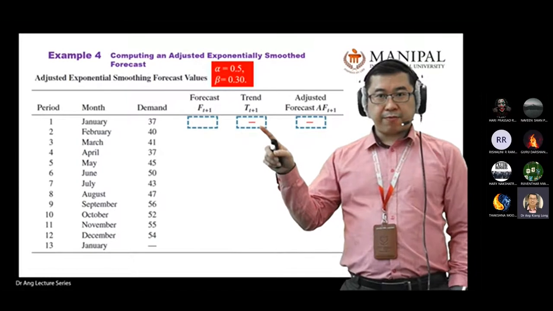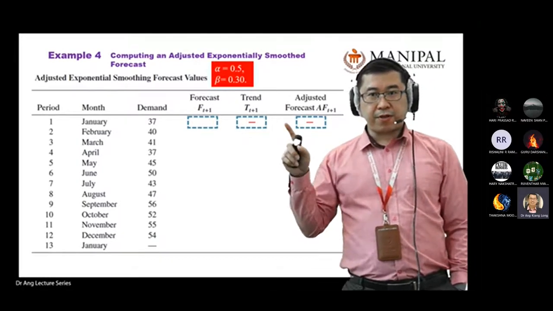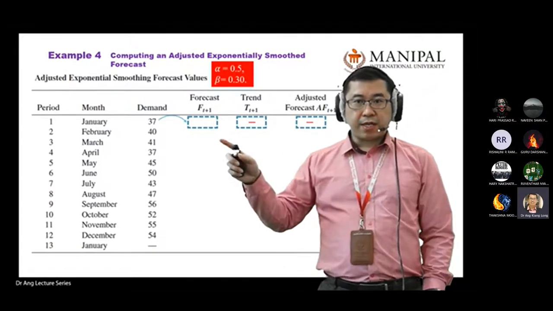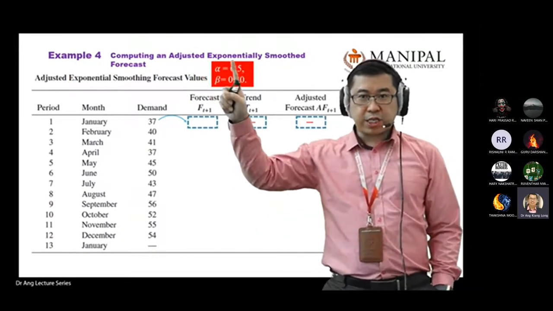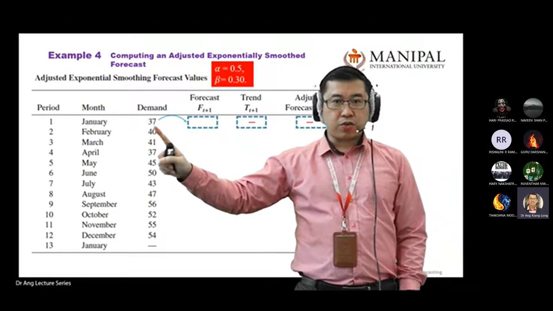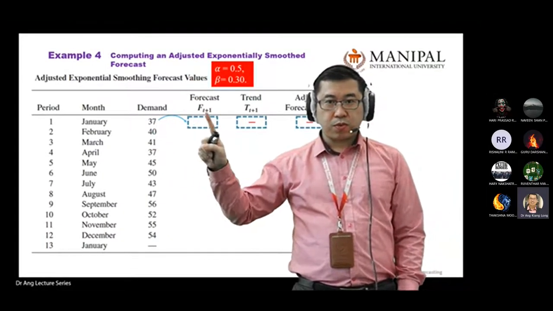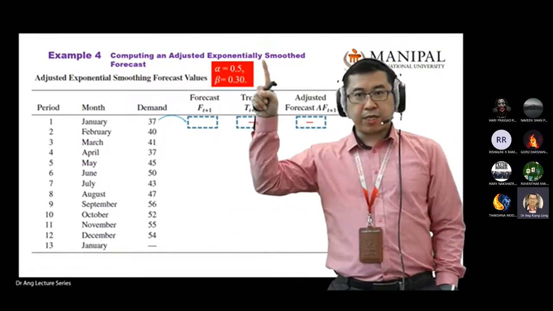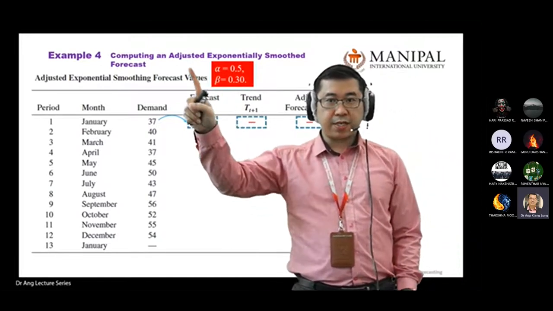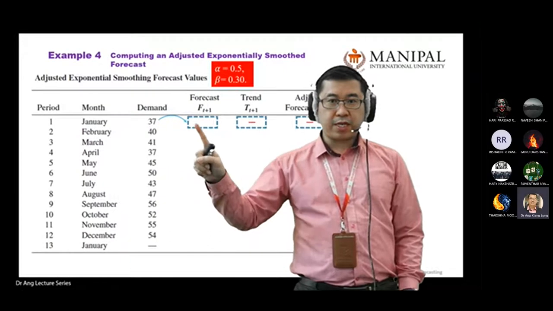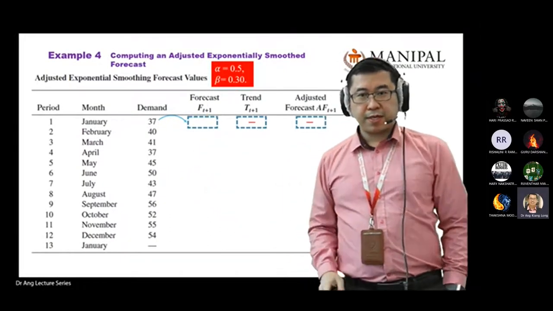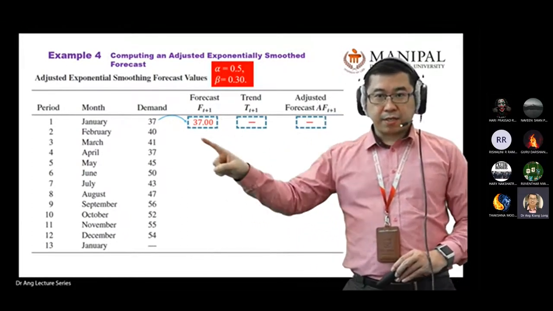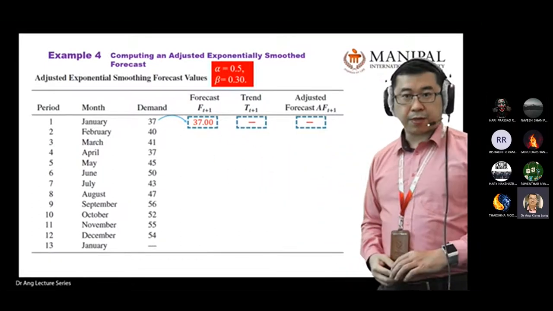Since you don't have the trend, you are not able to produce the adjusted forecast. And to start using the adjusted exponential smoothing forecast, you transfer the demand into the first space here. It's a little bit different compared to exponential smoothing forecast. For the adjusted exponential forecast, you move your demand into F sub T plus 1. Then you start calculating the remaining numbers using the formula.